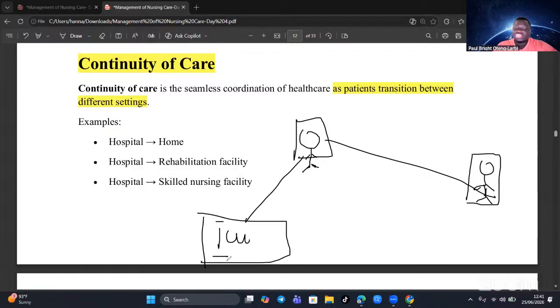For ICU care, it's not every patient that is fit for ICU. So the reason why the patient was brought to the ICU, are they receiving it? The case manager must also inspect that this is being done. So continuity of care is the seamless coordination of health care as patients transition between different settings.